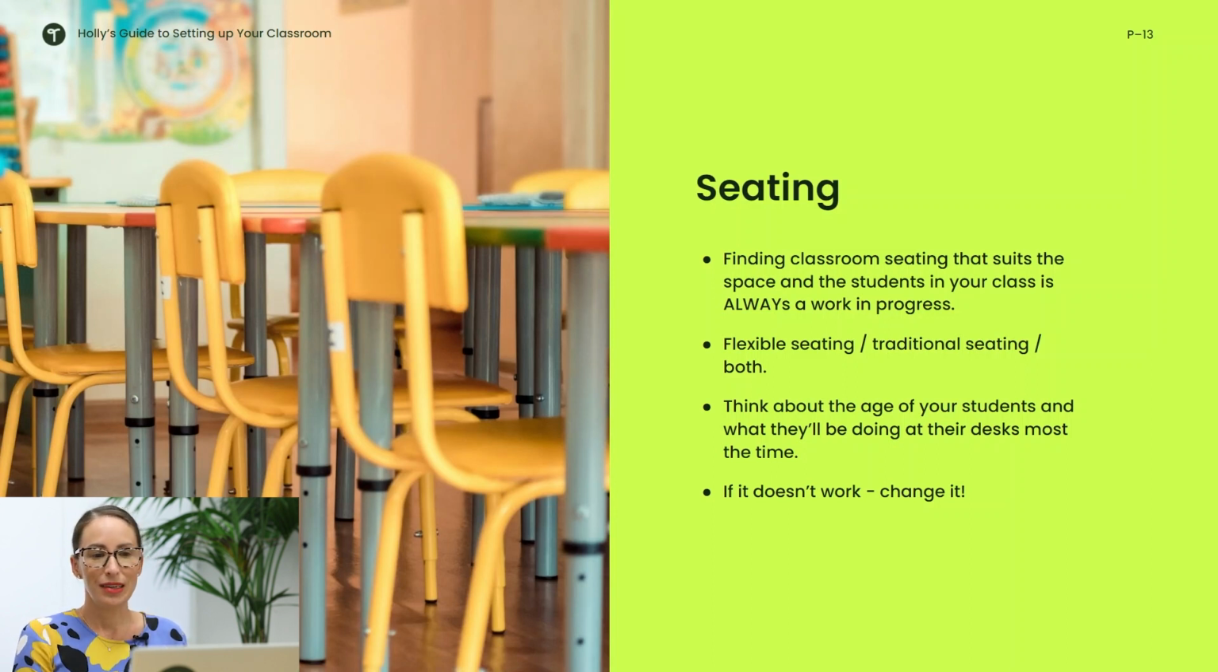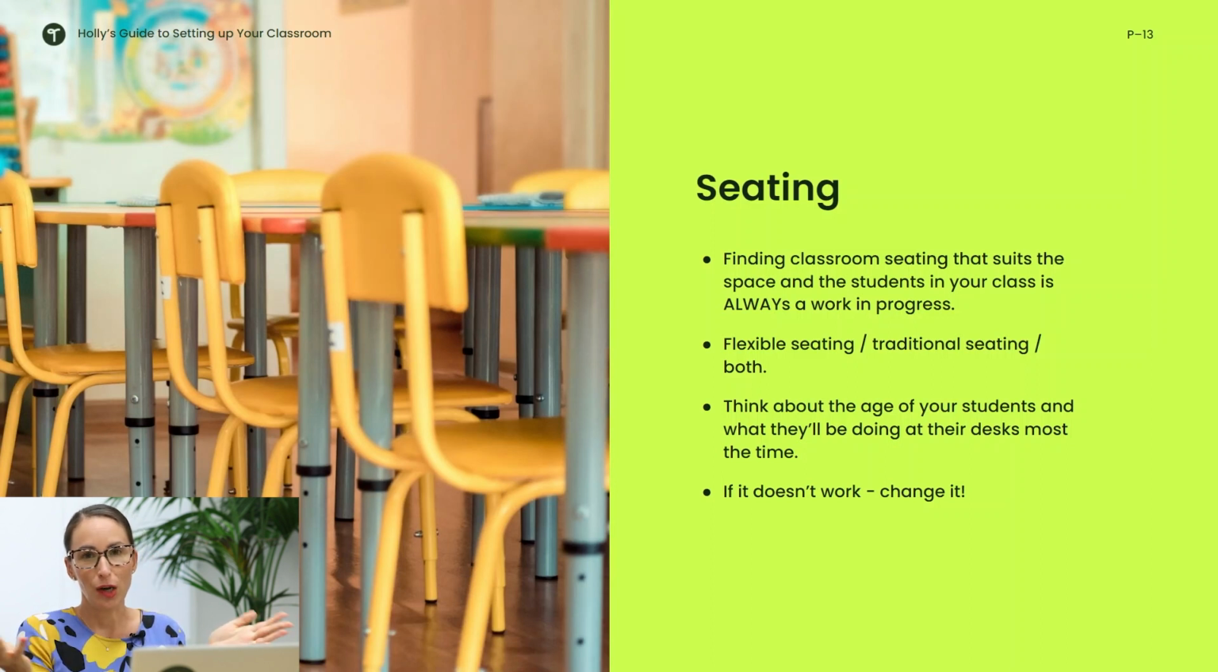Obviously, finding classroom seating that suits the space and the students in your class is always going to be a work in progress. I don't know how many times I changed around seating depending on the students that I had in the classroom. I'm not sure if you've seen that meme, which is like a mathematical equation trying to work out who to sit with whom, or what's going to be the best configuration for the kids and my class. By all means, I'm not saying set up your desks and leave it like that for the whole year, because no doubt you will change it throughout the year. But just have a think about whether you're going to use traditional seating, flexible seating, or a bit of both.